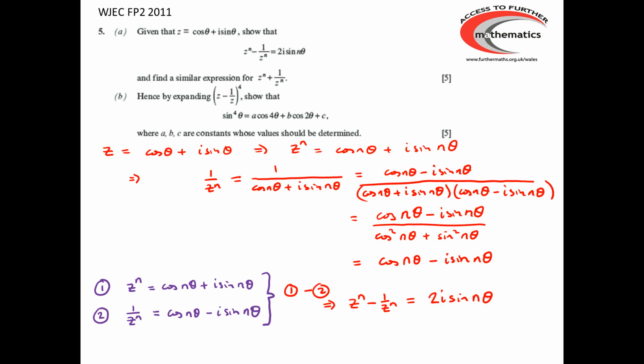If we simply take the second result away from the first result, we get zⁿ minus 1 over zⁿ is 2i sin nθ. And if we add result 1 and result 2, we get zⁿ plus 1 over zⁿ is 2 cos nθ. So moving on to part B now.